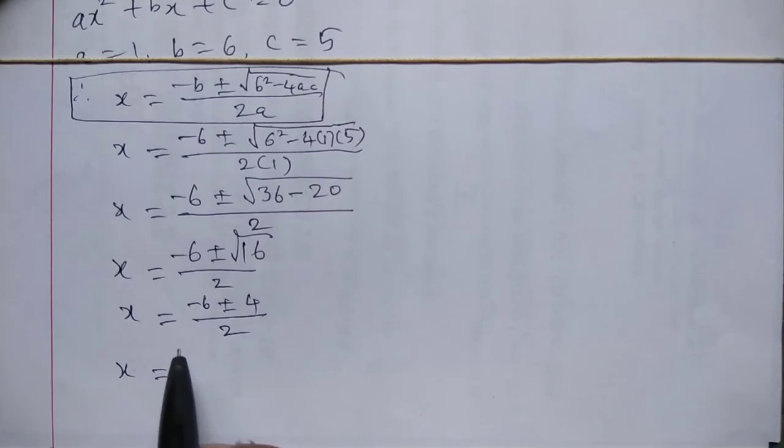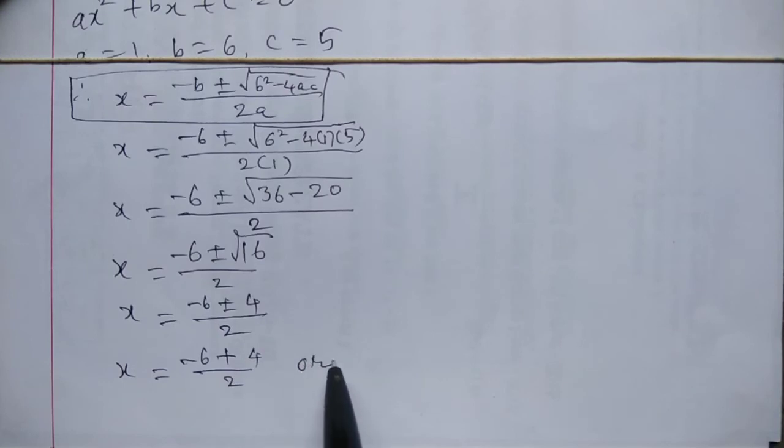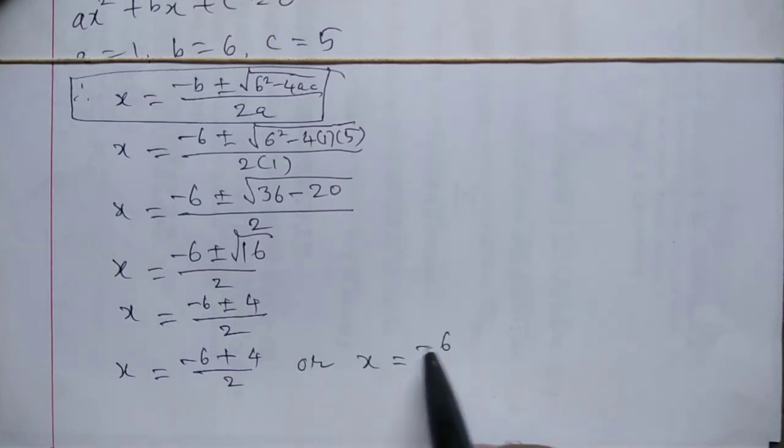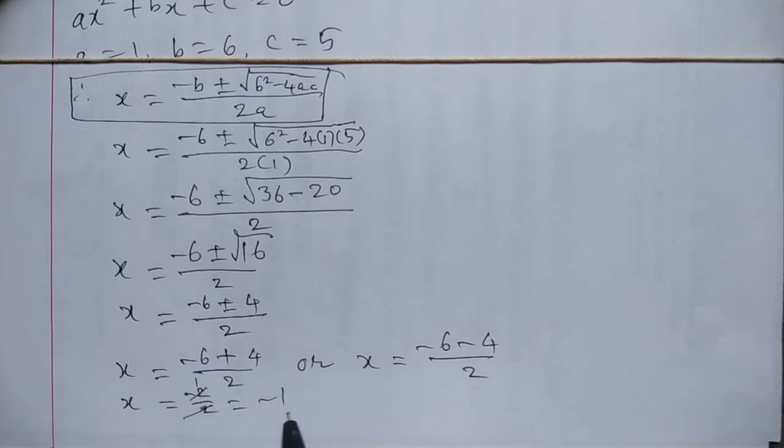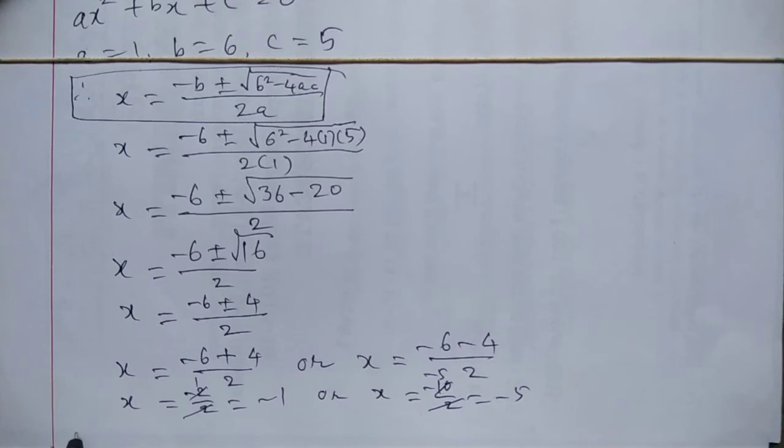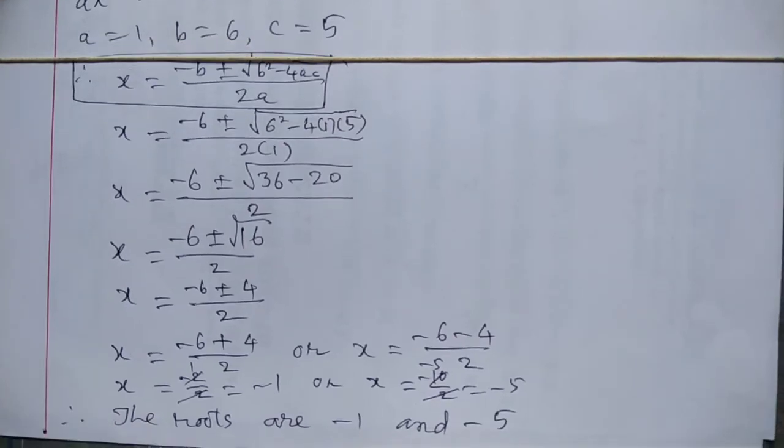x is equal to, one time plus, minus 6 plus 4 by 2, or x is equal to minus 6 minus 4 by 2. x is equal to minus 2 by 2, 2 ones are 2, so minus 1, or x is equal to minus 10 by 2, 2 fives are 10, so minus 5. Therefore, the roots are minus 1 and minus 5.